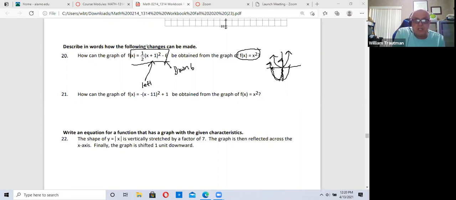And then it transforms. It either stretches up or compresses down, and fractions less than 1 compress down. Maybe I should erase these so we can see what we have here.